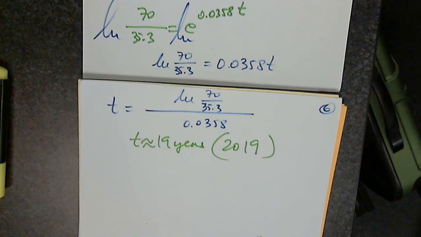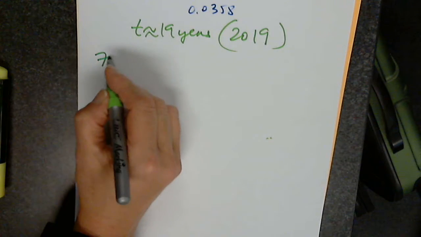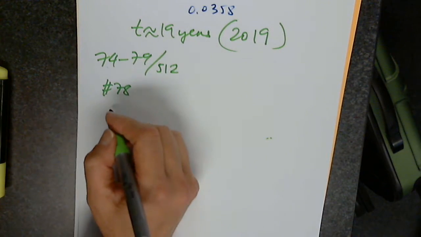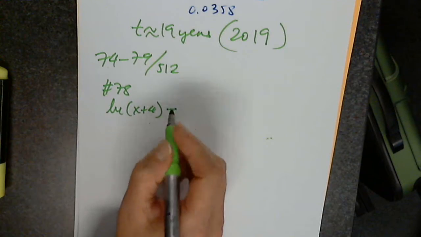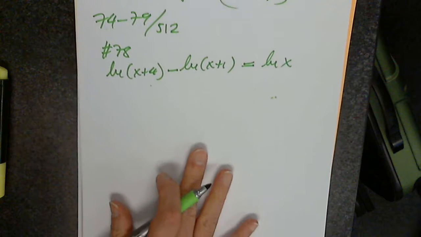Okay, now let's look at some equations. Log equations and exponential equations, other than what we just saw here. So still on page 512, let's choose between 74 and 79. Please choose an equation. 78. Good. So that is natural log of x plus 4 minus natural log of x plus 1 equals natural log of x.